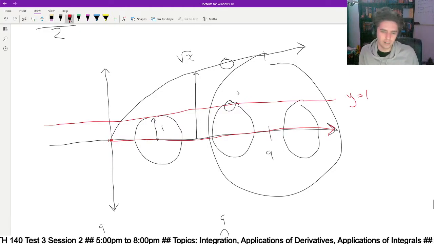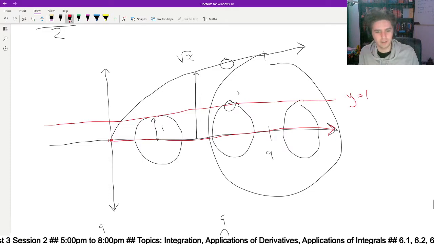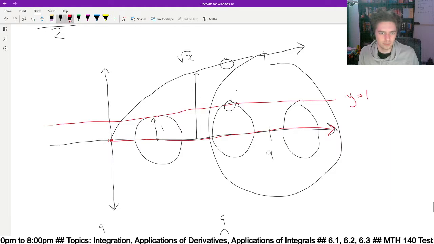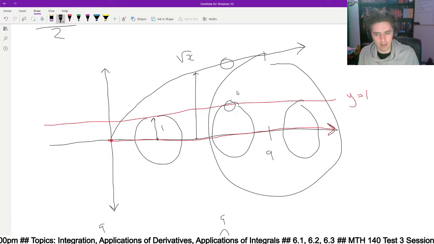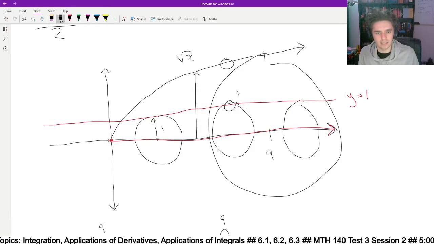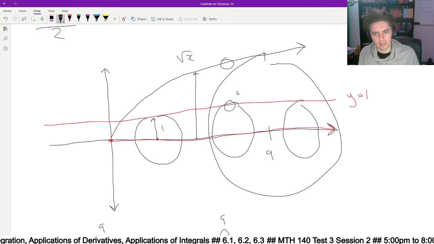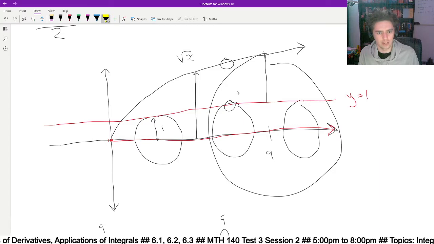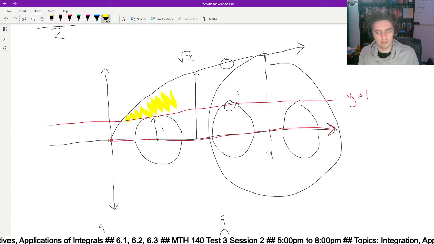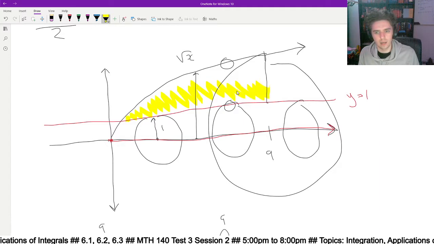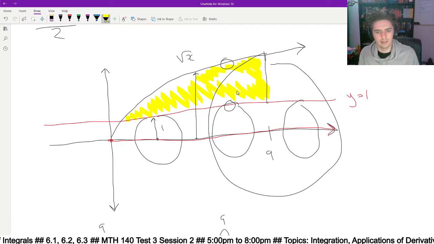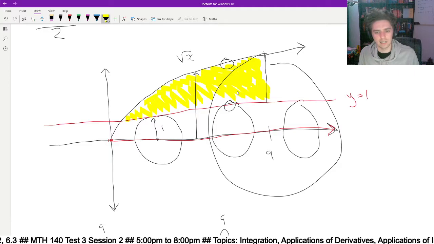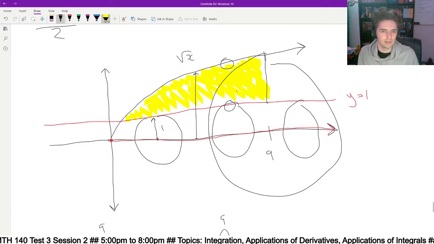So yeah, sorry. You're still revolving around the x-axis, but you want the region enclosed by root x, y equals 1, and x equals 9. So pretty much the question would have asked for the region bounded by root x, y equals 1, x equals 9, revolved around the x-axis. This is how you would do that.